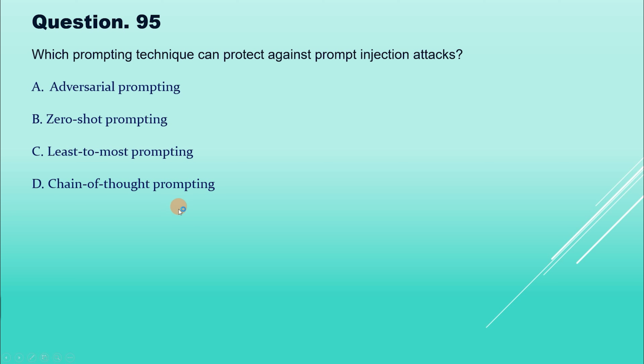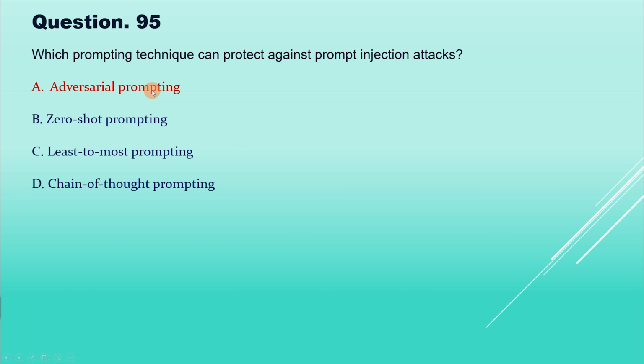Let me reveal the correct answer here, and the correct answer here will be option A, adversarial prompting, because this technique involves testing a model with deliberately crafted adversarial prompts to identify vulnerabilities to injection attacks. And by simulating potential attacks during development, adversarial prompting helps design robust prompts and refine the model's behavior to resist manipulation. So option A is correct here.